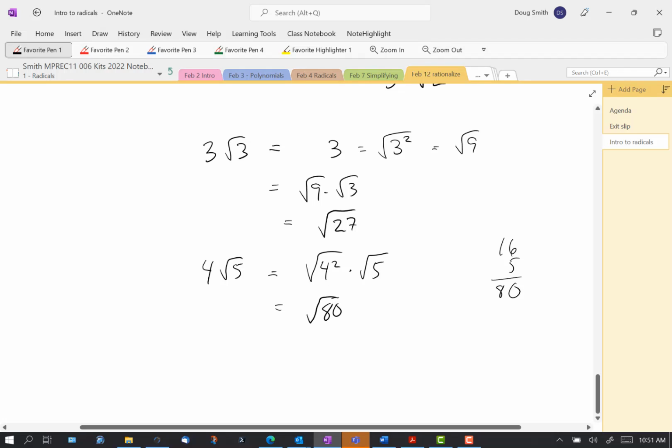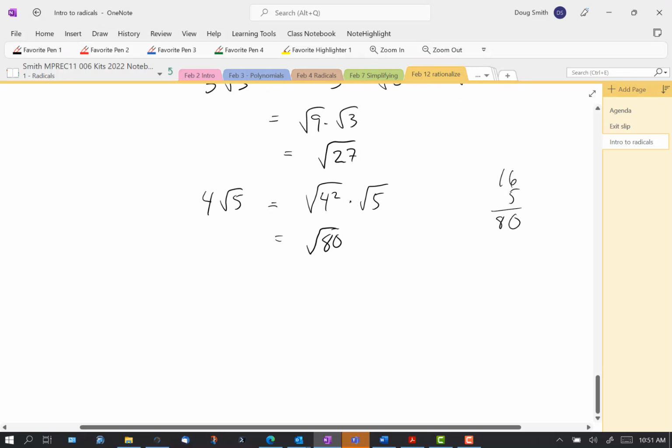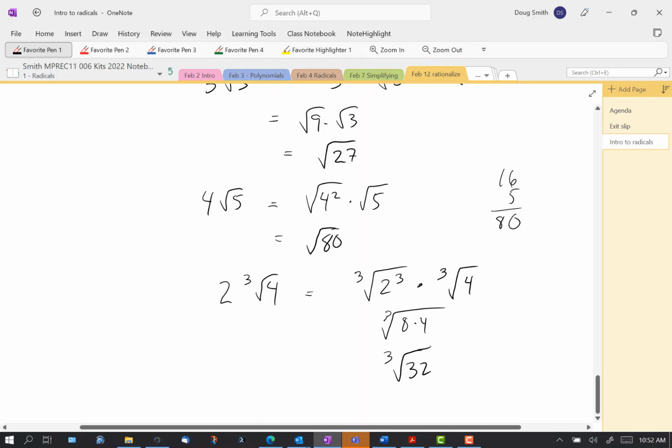You can try that with the cube root as well. Let's try 2 cube root 4. That's the same as the cube root of 2 cubed times the cube root of 4. 2 cubed is 8. So this is cube root of 8 times 4. So this is the cube root of 32. There you go. That's how you convert from a mixed radical to an entire radical.